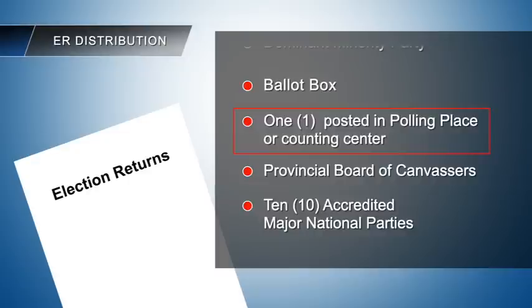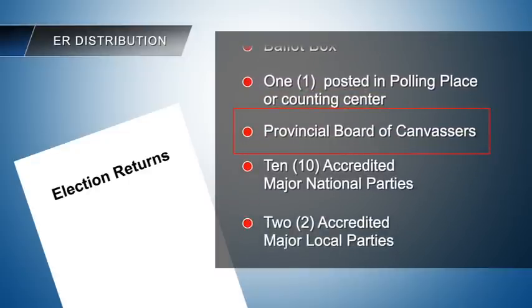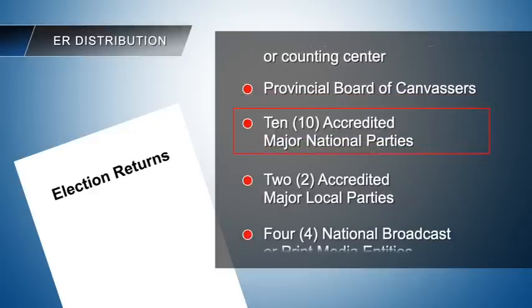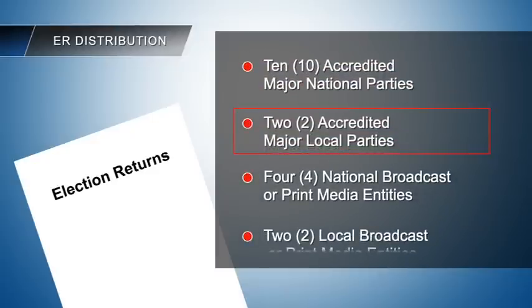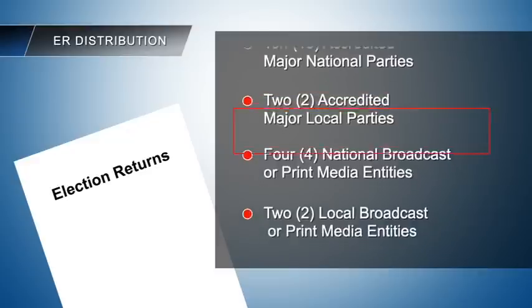or counting center, Provincial Board of Canvassers, 10 accredited major national parties, excluding the dominant majority and minority parties, 2 accredited major local parties in accordance with a voluntary agreement among them. If no such agreement is reached, the Commission shall decide which parties shall receive the copies.